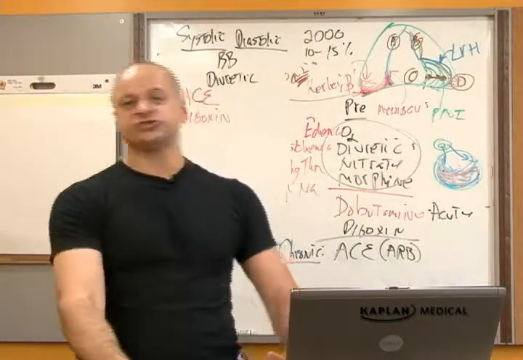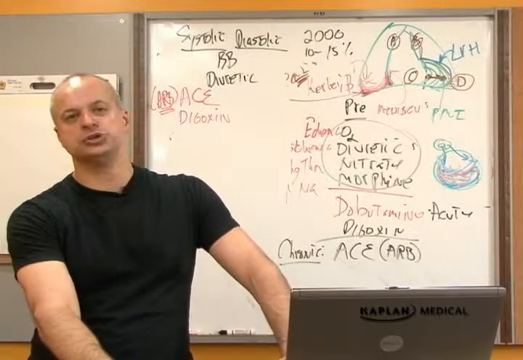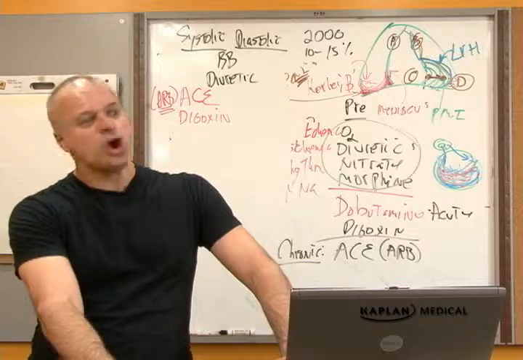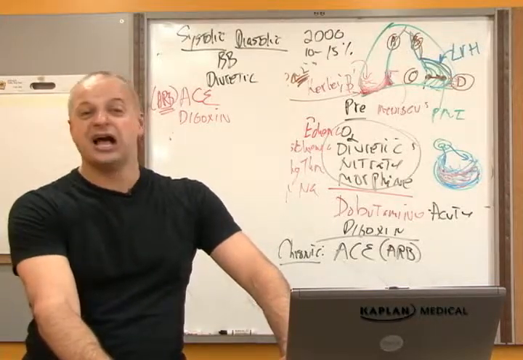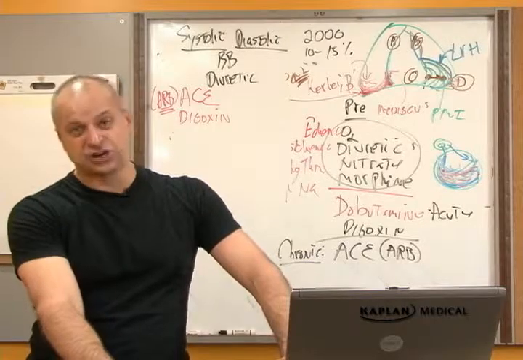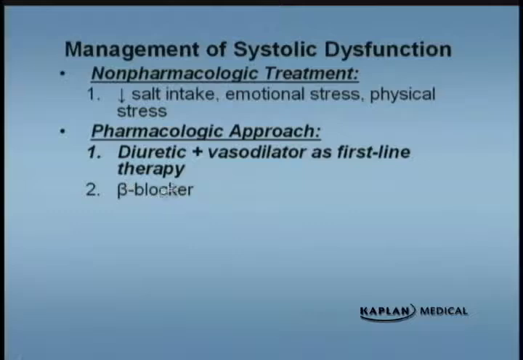What is the other alternative for a person who can't tolerate or does not want to use ACE inhibitors and ARBs? What else can be used as a vasodilator? The answer is hydralazine. Hydralazine and nitrates. Now, beta blockers lower mortality in congestive heart failure because they're anti-ischemic and anti-arrhythmic.